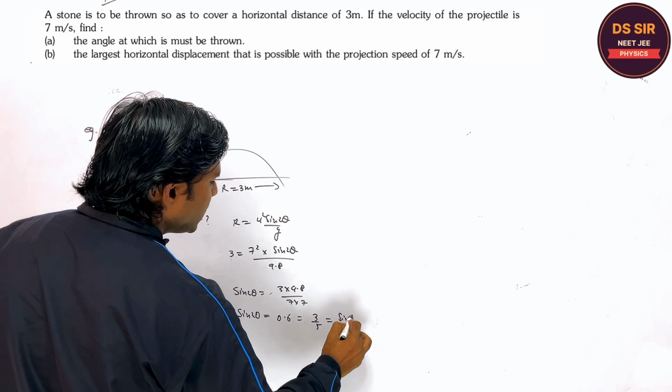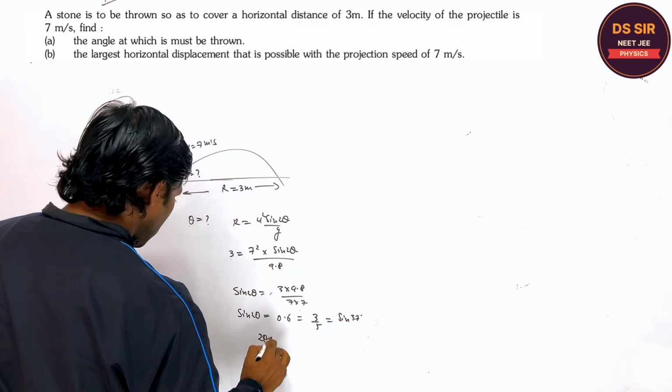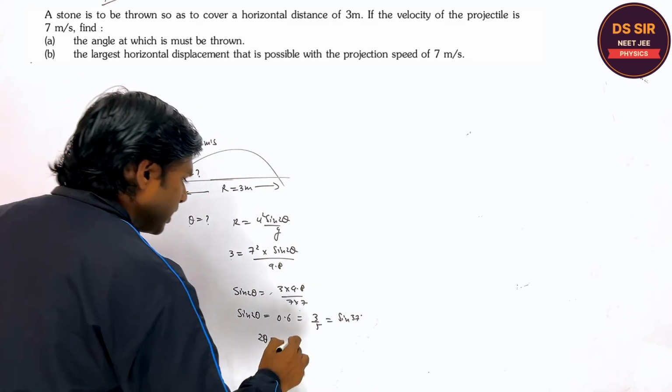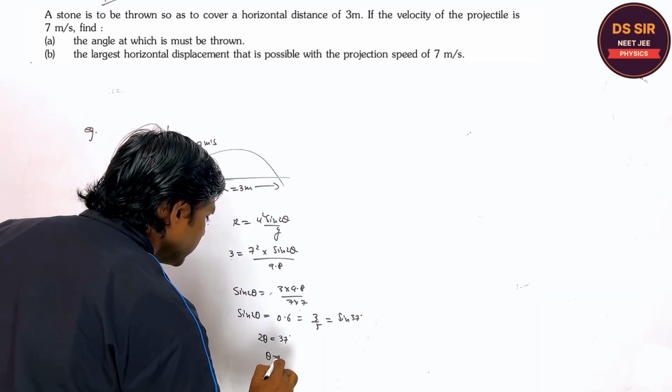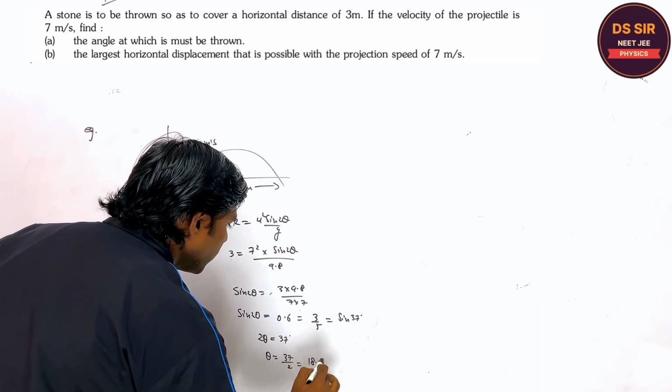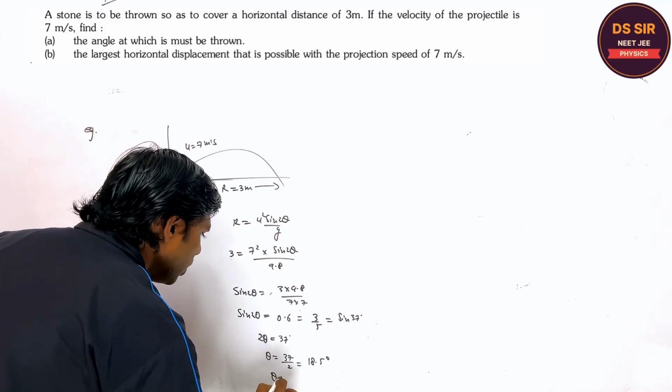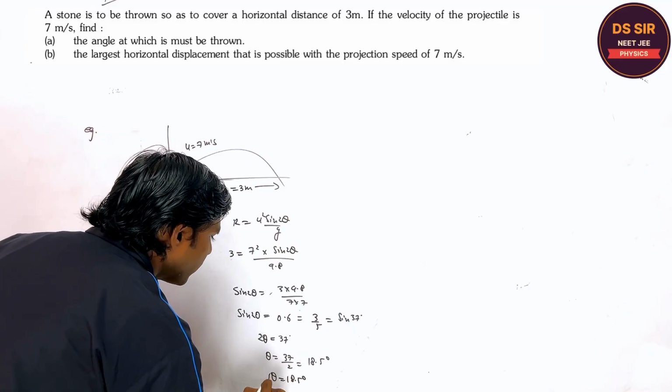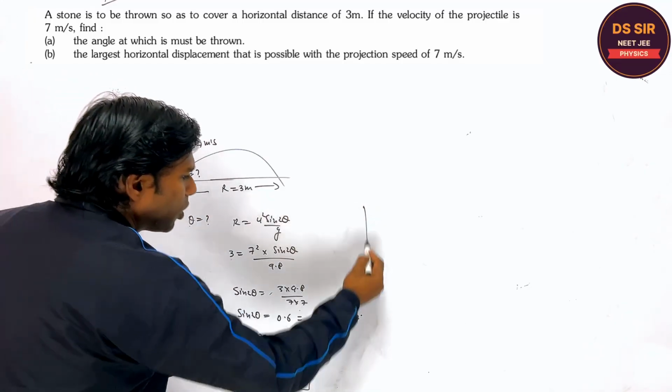So therefore it is sine 37 degree. So 2 theta is equal to 37 degree approximately, theta is 37 by 2, about 18.5 degree. So the angle of projection is 18.5 degree in this case. Are you getting or not?